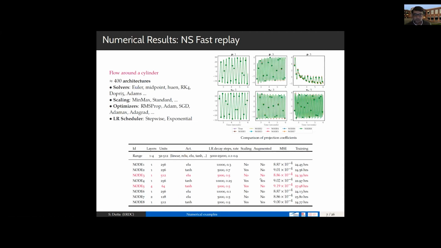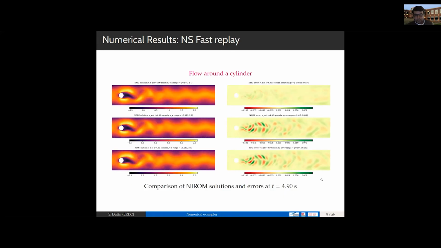Some observations: we noticed that scaling is a very important factor, as is quite commonly known for machine learning algorithms. For instance, if we use tanh activation functions, we require the input states to be scaled from -1 to +1 for each component. Whereas if you use something like ELU or linear activation functions, then scaling actually worsens the result.